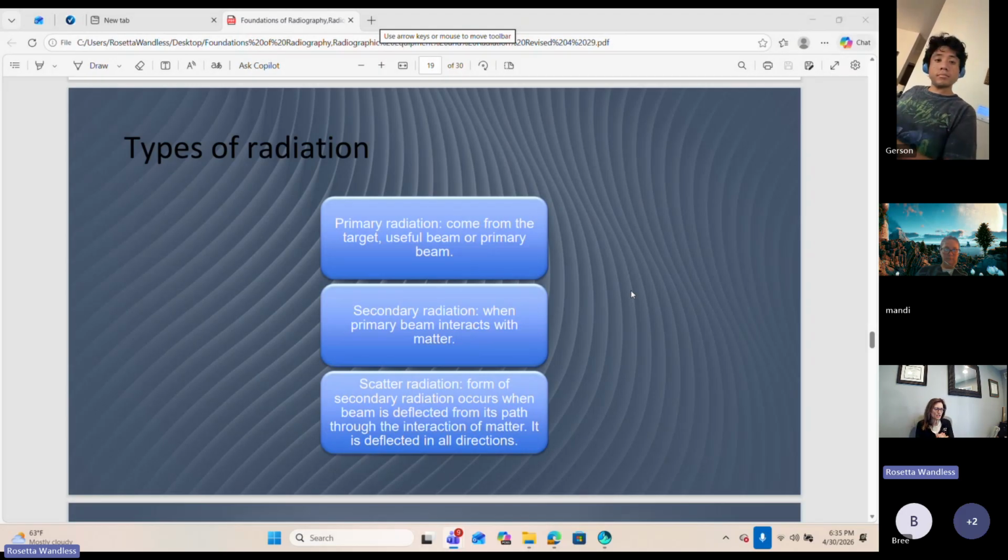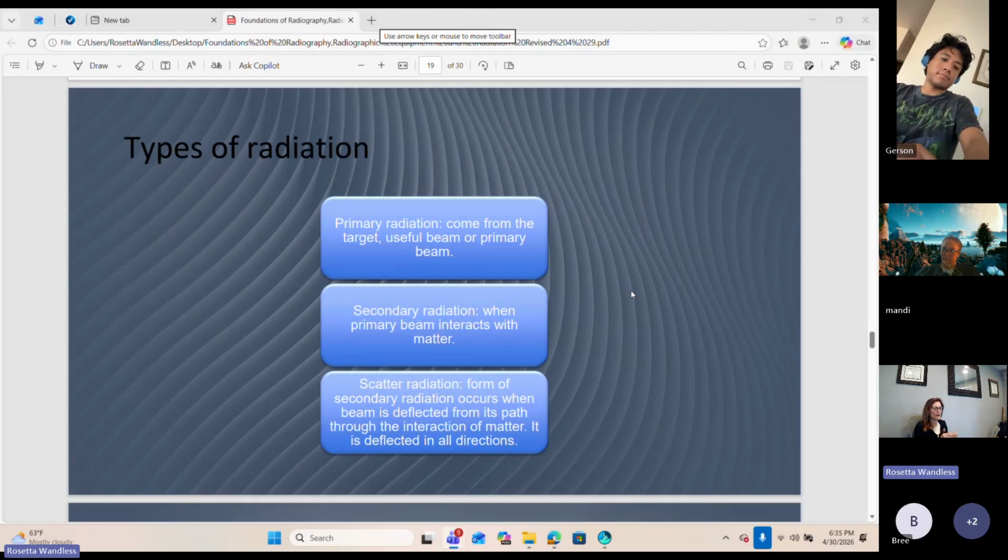So the types of radiation, there's essentially two main types and then one auxiliary here. The first one is primary radiation. That's the original radiation beam coming from the target or the PID. It's the most useful beam. It's also called primary beam. It is the most penetrating, okay? So that has the most amount of power. The moment that primary radiation or primary beam hits matter, hits the target, the second it touches the target, it's called secondary radiation, okay?